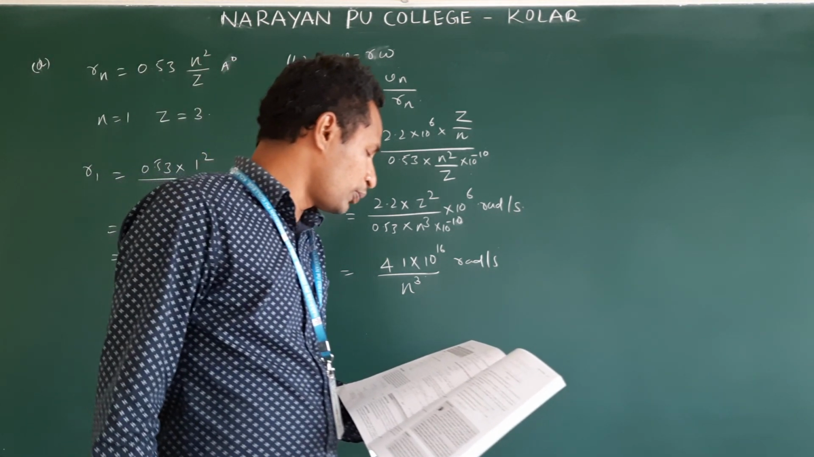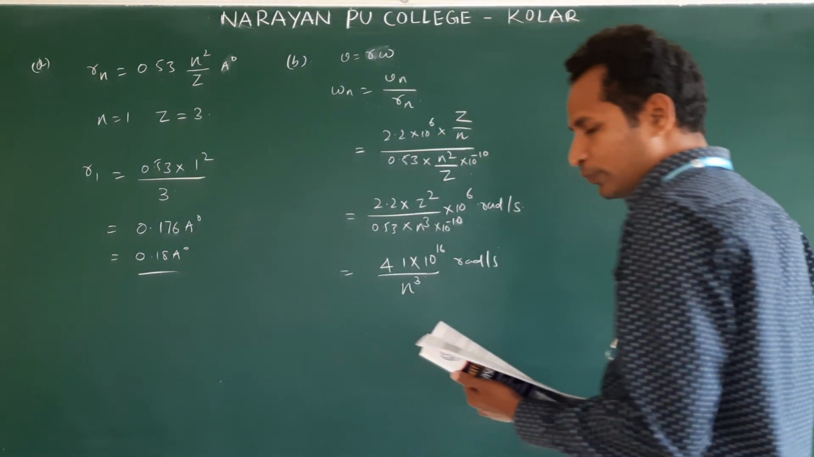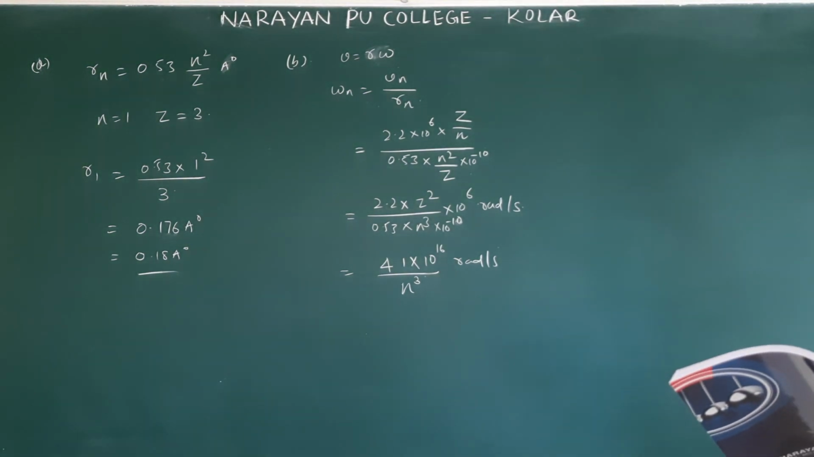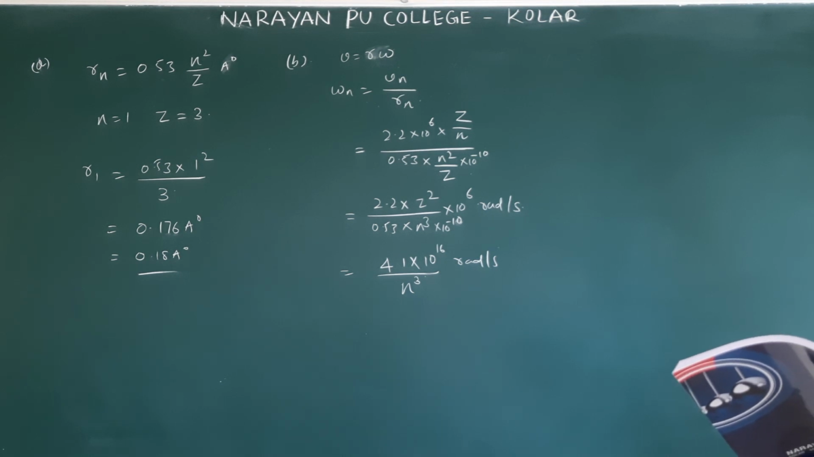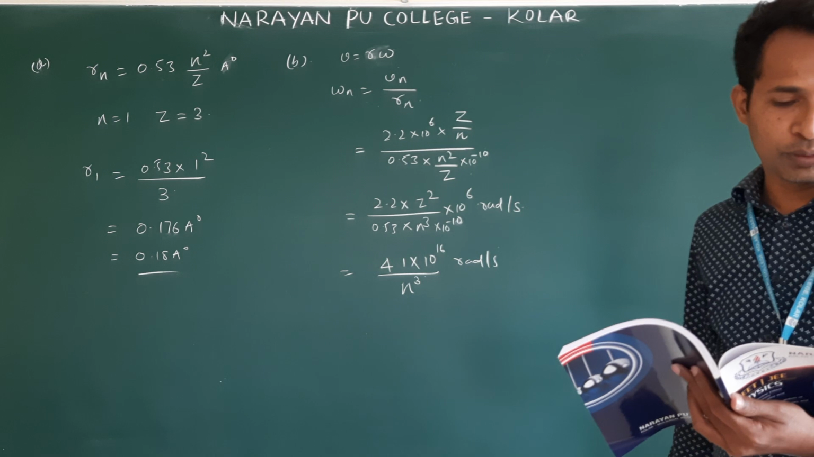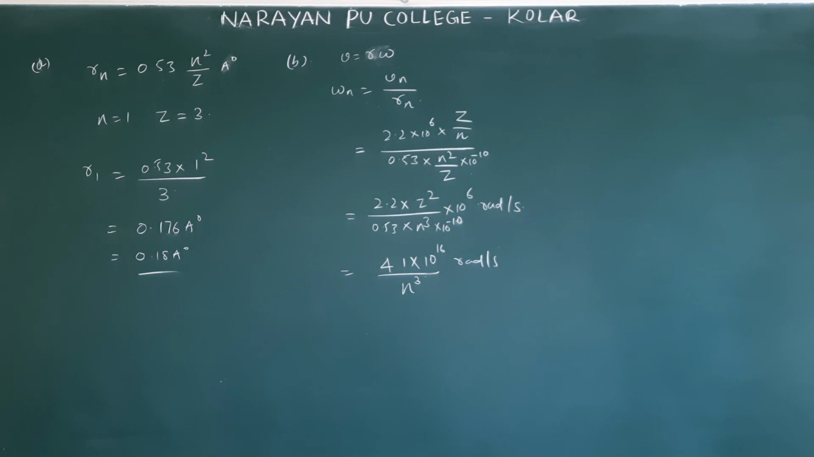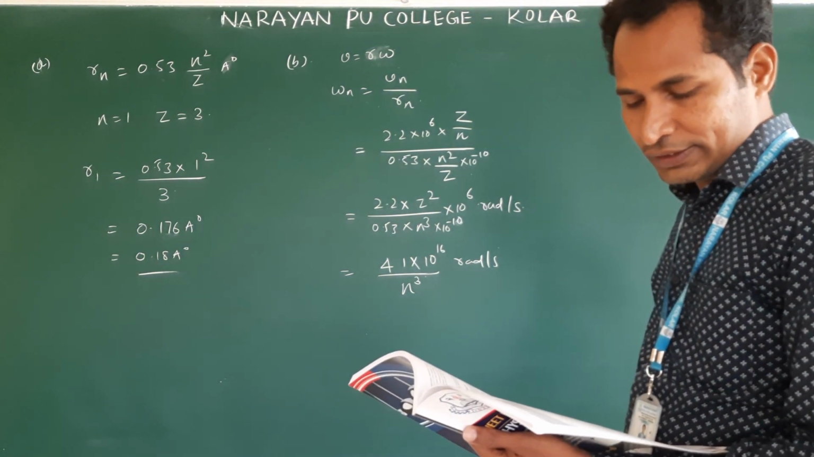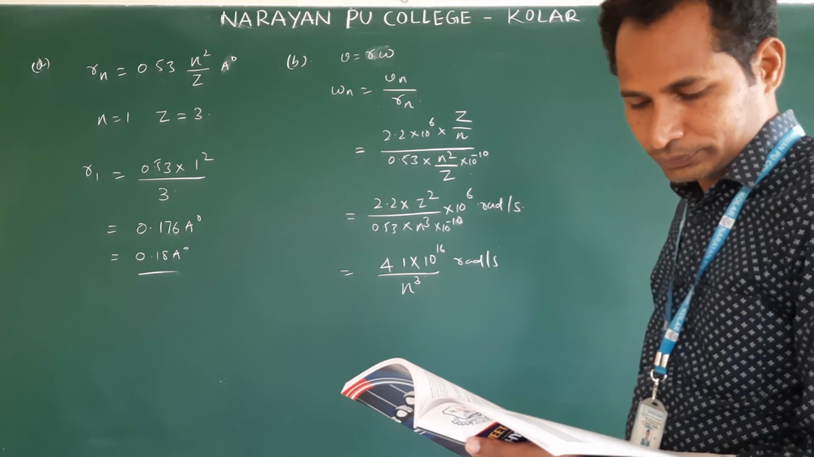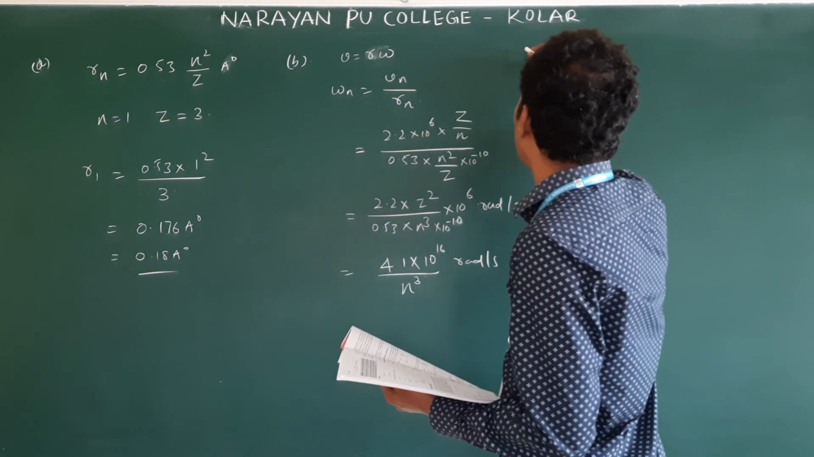Next, example 3. A small particle of mass m is moving in such a way that potential energy U is equal to half m omega square r square, where omega is a constant and r is the distance of the particle from the origin. Assuming Bohr's model of quantization of angular momentum and circular orbit, find the radius of the nth orbit. So how do we find the nth orbit? This is example problem 3.